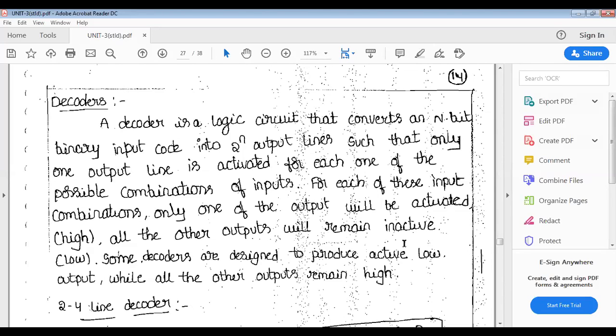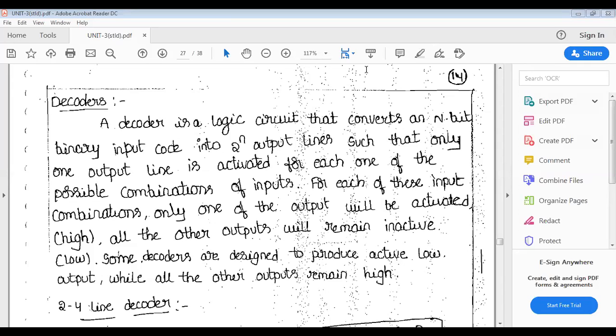Now, the demultiplexer has the reverse operation. What is the reverse? For the multiplexer it is many inputs and single output; for the demultiplexer it is single input and many outputs. The many outputs are 2 power n. The selection lines are the same in both, n number of selection lines only. The input becomes the output and the output becomes the input.